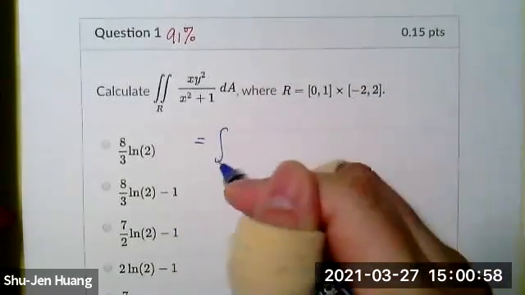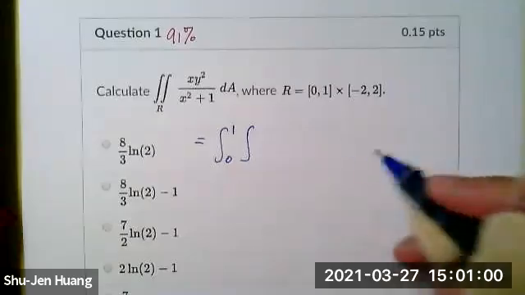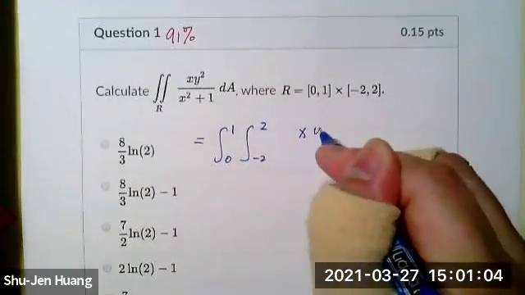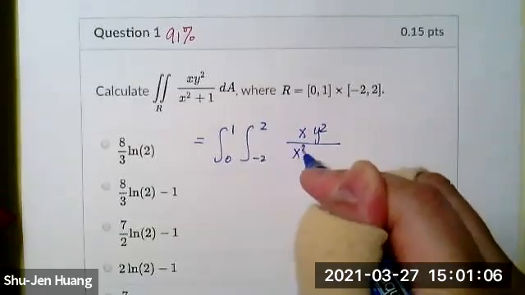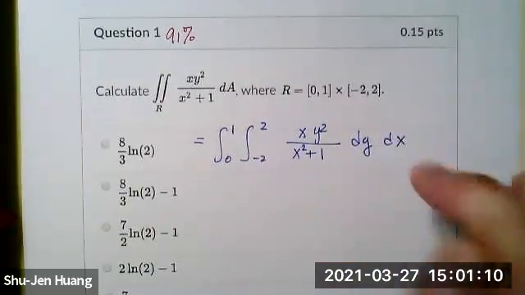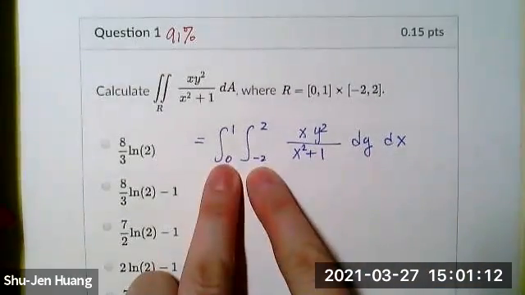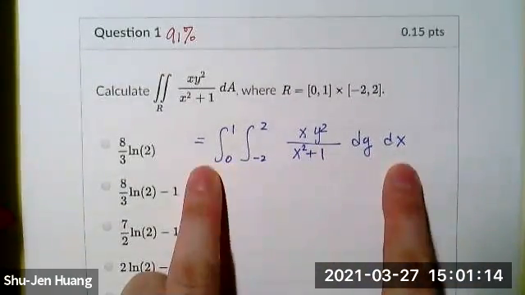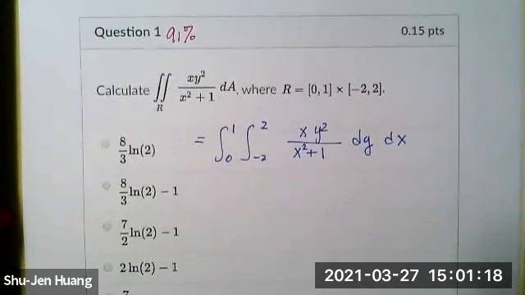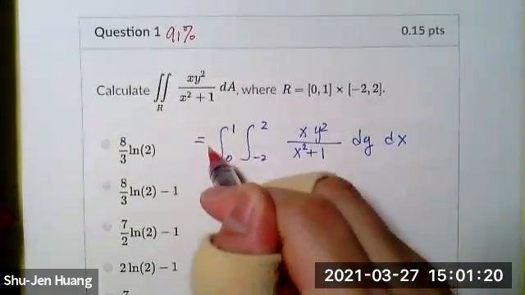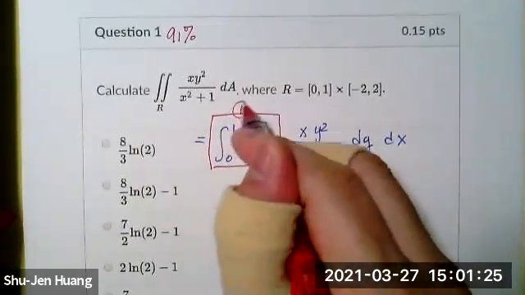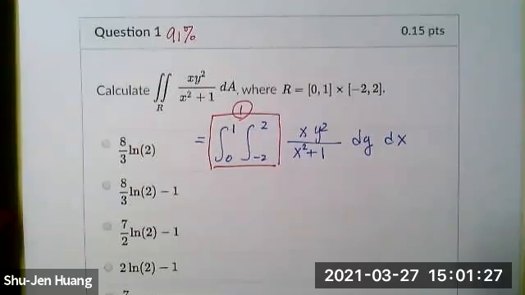X is from 0 to 1, y is from -2 to 2, and we have x times y squared over x squared plus 1, dy first and then dx. If we write the integral this way, then we'll do dy first and then dx. And for this integral, as you can see here, first, this is a rectangular region, okay? So all the bounds are constant.